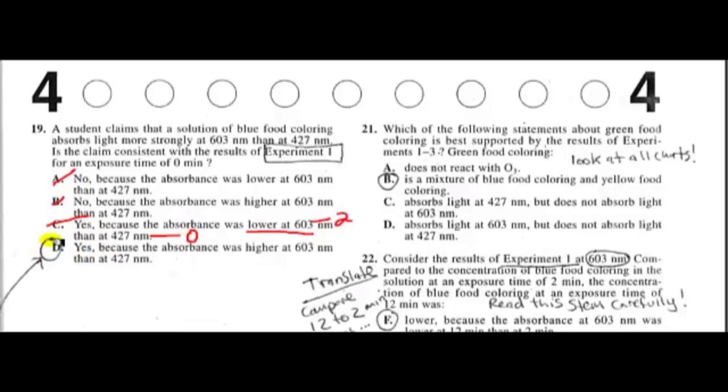And that only leaves us with D. That's the correct answer. Let's spot check our work. Yes, because the absorbance was higher at 603 than it was at 427, and that is the correct answer, D, for problem number 19.